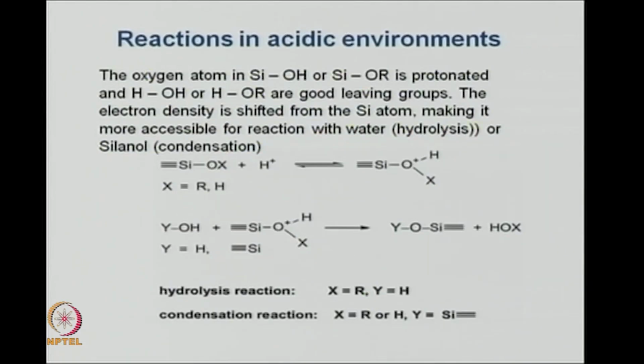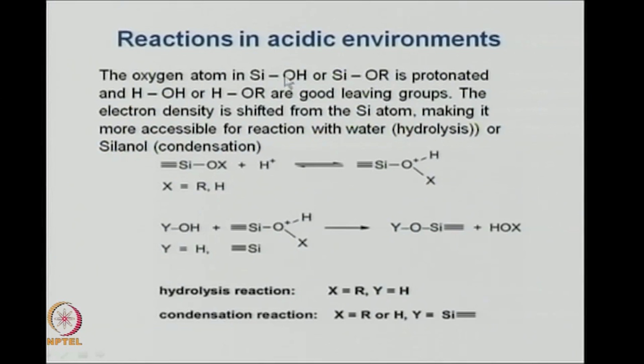Now, the reactions depend on whether you are doing them in an acidic environment or in a basic environment. In an acidic environment, the oxygen atom in the silanol group or the alkoxy group, if you have an alkyl group here, is protonated, and water or alcohol are known to be good leaving groups. So, the electron density is shifted from the silicon atom, and that makes the hydrolysis easier, and you can form this kind of group. So, this is the first step.